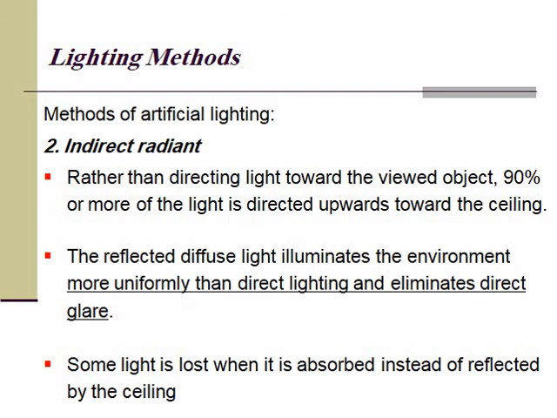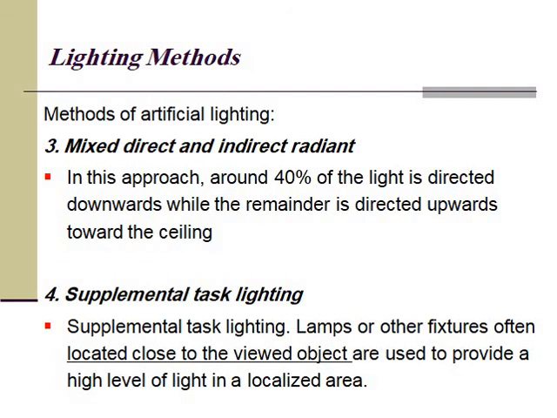The second method is the indirect radiant. Here, instead of directing the light toward the viewed object, 90% of the light is directed upwards towards the ceiling. So the light reflected off the ceiling will illuminate the whole environment more uniformly than the direct lighting, and it eliminates the direct glare. But here you need to know that some light is lost because it's being absorbed by the ceiling.